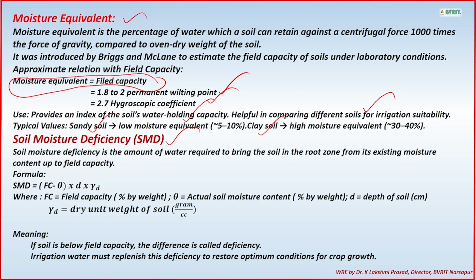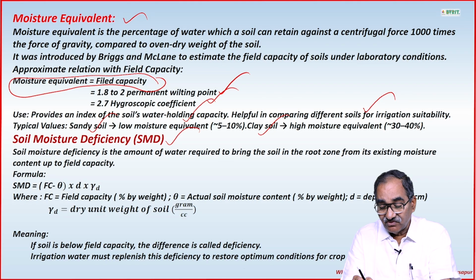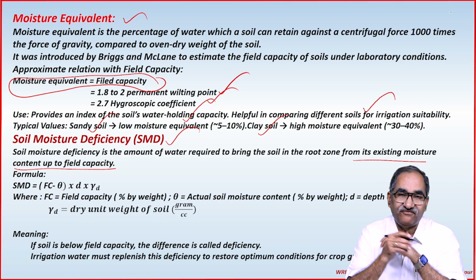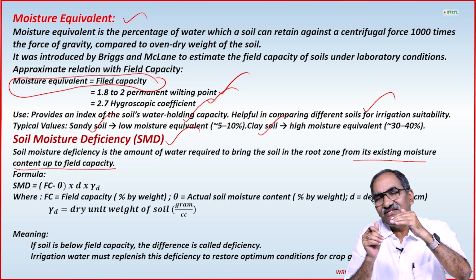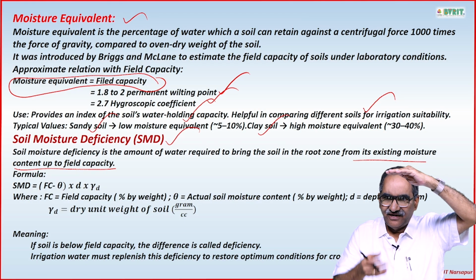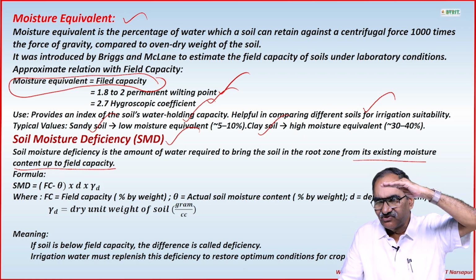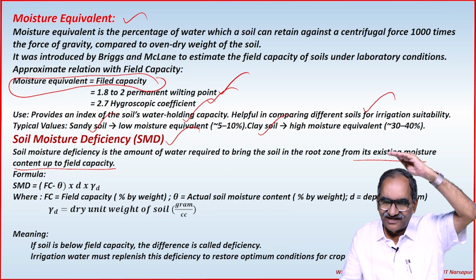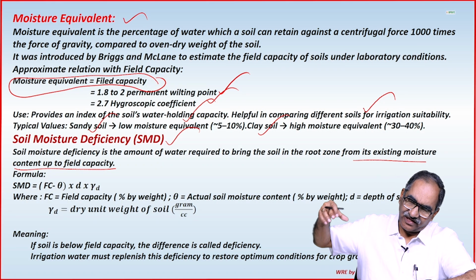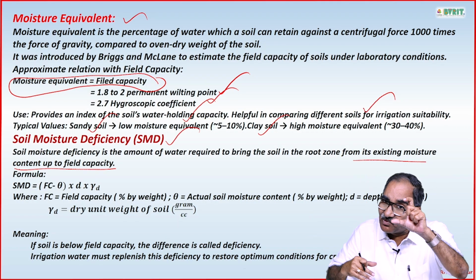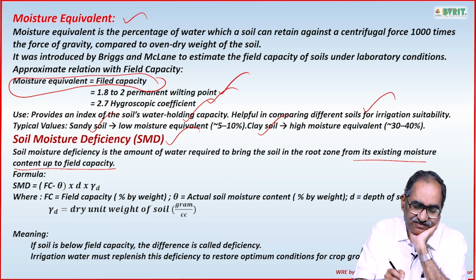What do you understand by soil moisture deficiency? Soil moisture deficiency is the amount of water required to bring the soil in the root zone from its existing moisture content to the field capacity. Optimally, the water in the soil should be up to the field capacity. If there is a deficiency, it is less. So whatever water is required to bring the water level to the field capacity level, that portion is what we call the soil moisture deficiency.